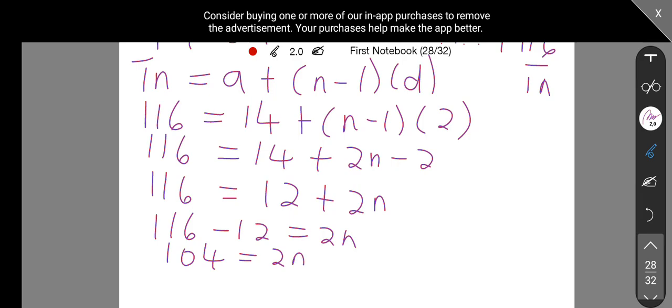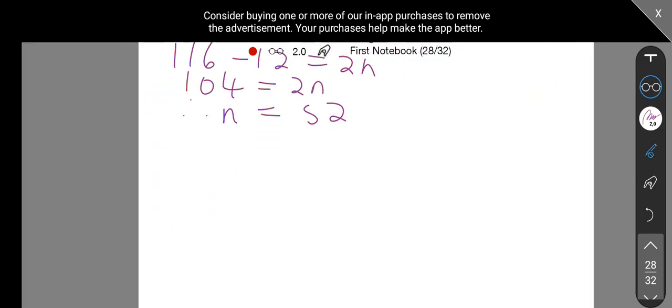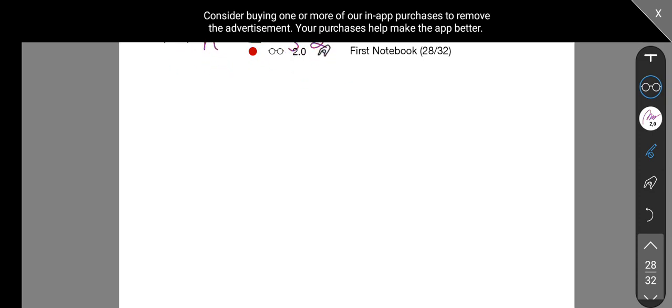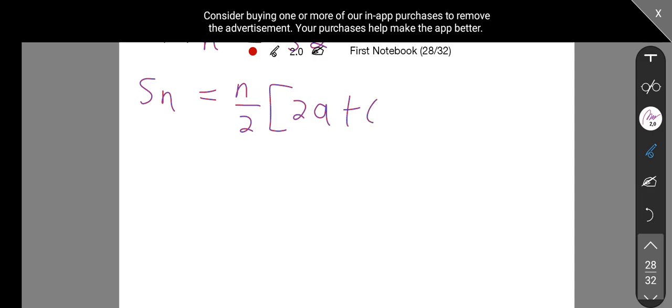And we can divide both sides by 2 to solve for n. At the end, we can get that n is equal to 52. This means that there are 52 even numbers in this series. And we are going to find the sum of the 52 terms. So let's do it. Remember, the best way is to start by writing the formula. Sn is equal to n over 2 multiplied by 2a plus n minus 1 multiplied by the difference between consecutive terms. So we're going to find the sum to 52 terms.